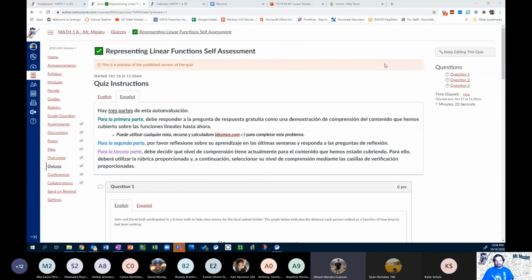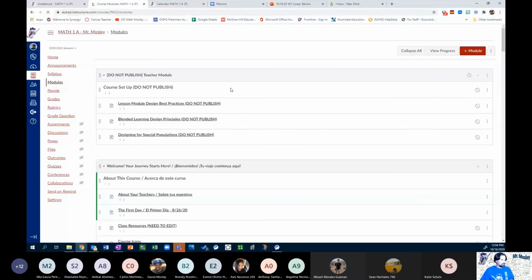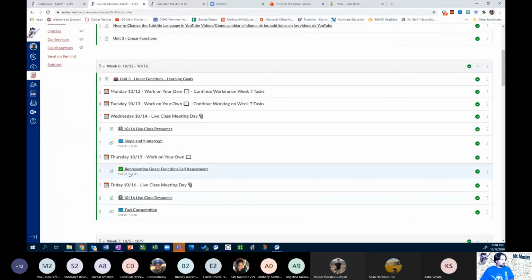So this is the self-assessment. Daniel was asking, is this the homework? This would be considered the homework. But if you notice, the suggested due date is the 27th, which is not next Tuesday, but the Tuesday after that. So you have a week and a half to work on it.